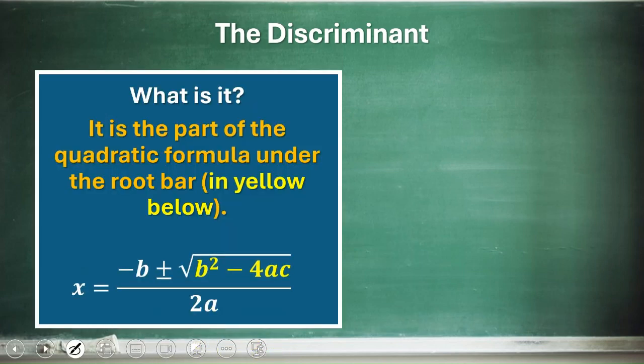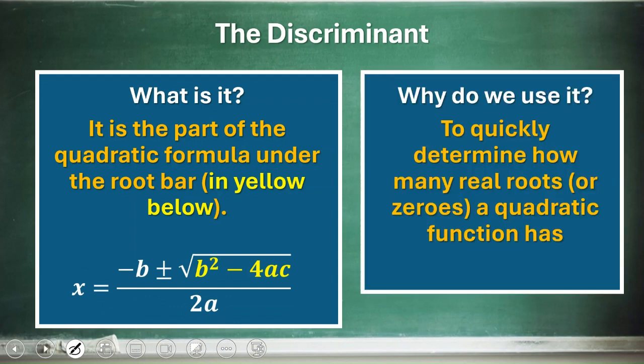So, what is the discriminant? It's essentially the part of the quadratic formula under the root bar. You can see the text in yellow is the discriminant, the b squared minus 4ac. And why do we use it? Well, the discriminant lets us know quickly how many real roots a quadratic function has.